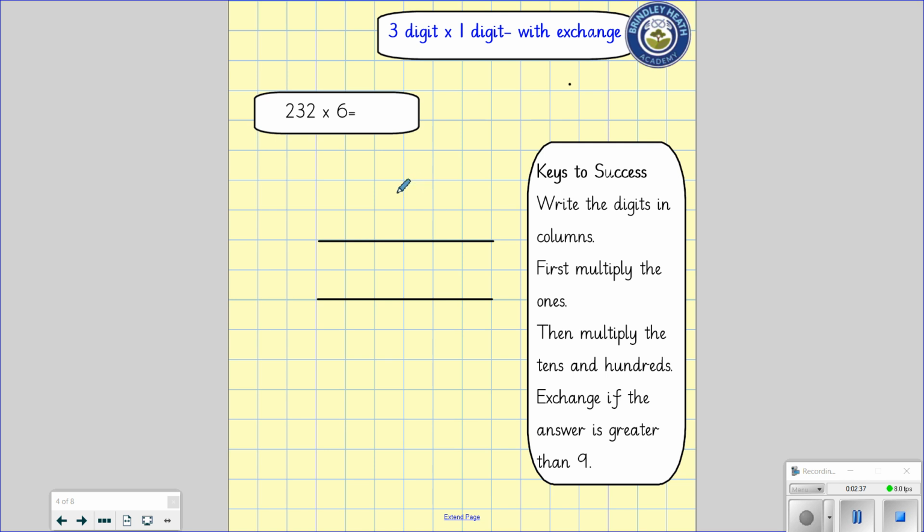This time I'm still multiplying a 3-digit number by a 1-digit number, but this time there's going to be an exchange. So I'm going to multiply 232 by 6. So I've lined up my digits and I'm starting over with the ones. 6 times 2 is 12, so I can put my 2 ones in the ones column and then exchange my 1 into the 10 column. 6 times 3 is 18, add the extra 10 gives me 19, and cross out the 1. 6 times 2 is 12, add the extra 1 is 13, and I need to remember my comma to separate my thousands from my hundreds. The answer to the calculation is 1,392.